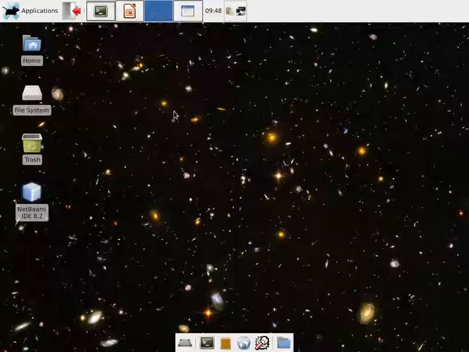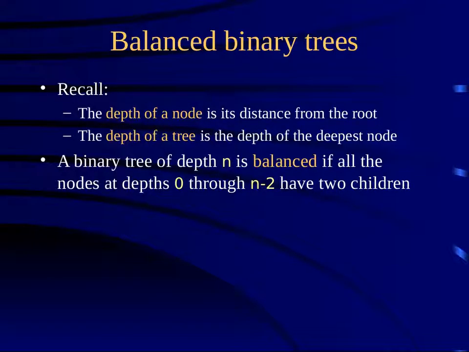Remember the definition, saying it mathematically: a binary tree of depth n is balanced if all nodes at depth 0 through n-2 have 2 children. Then you wouldn't check this one because it's n-2. If we were to fill this out a little more, I'm sorry, let me go back to the definition. The reason this isn't balanced is because you have to check each one of these nodes. While this one has 2 children, he does not.